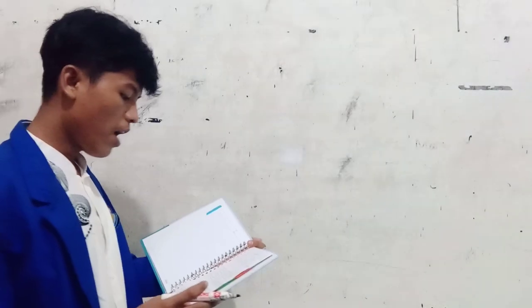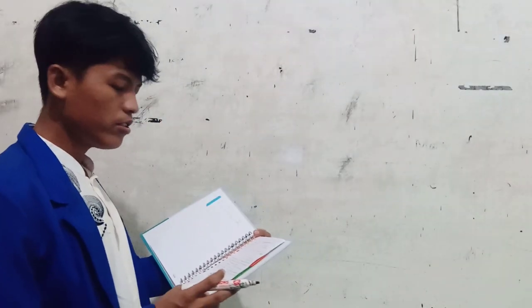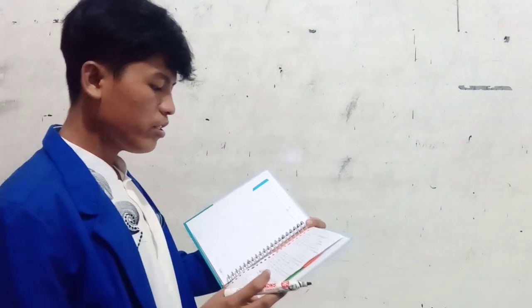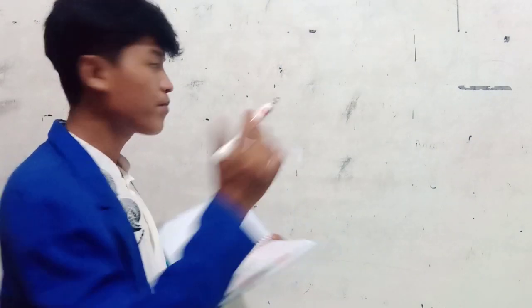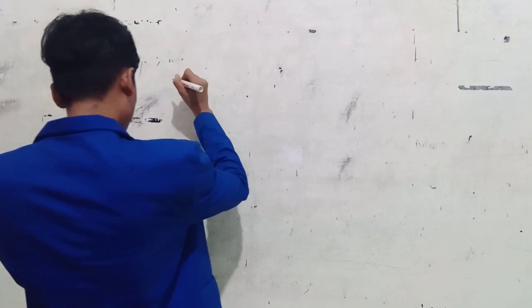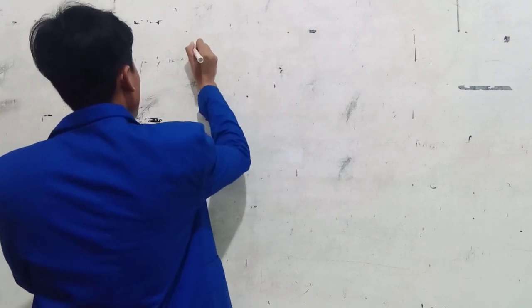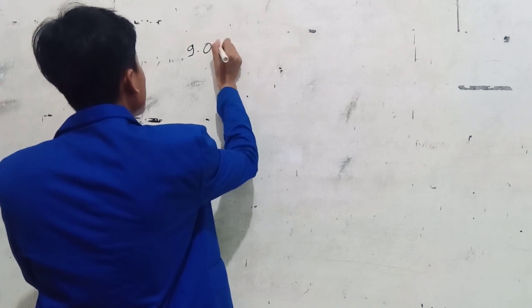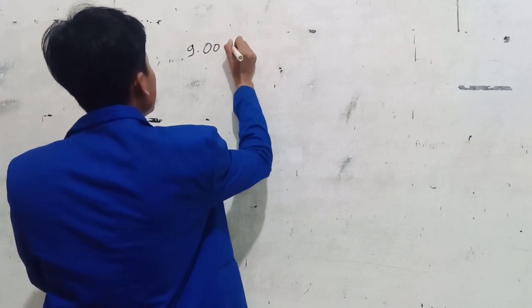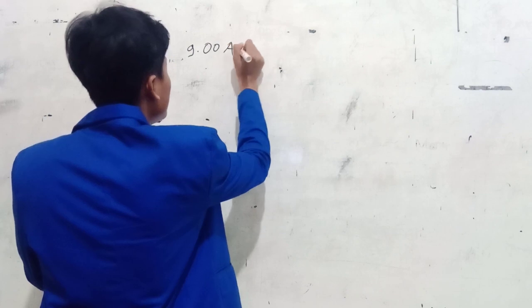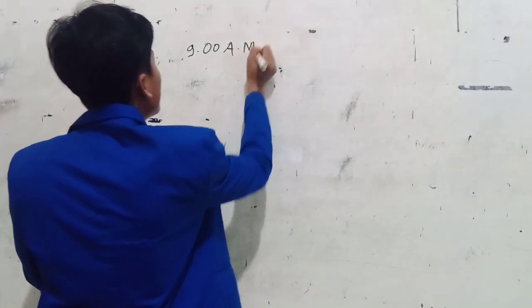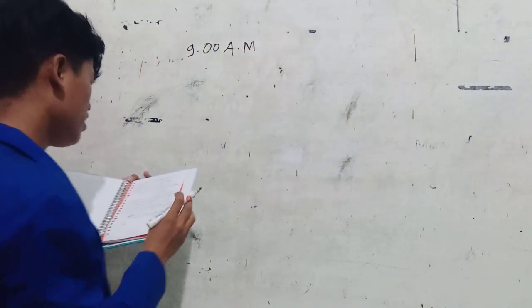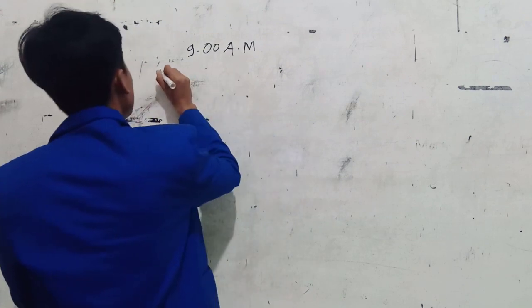American English uses a colon, two dots between the hour and the minute. 9:00. Okay, British English.